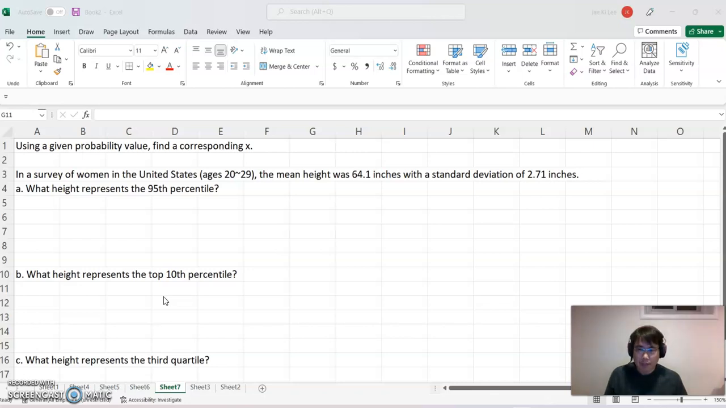So today's topic is using a given probability value to find a corresponding x. Okay, so please look at an example.